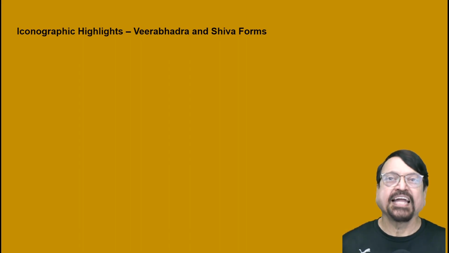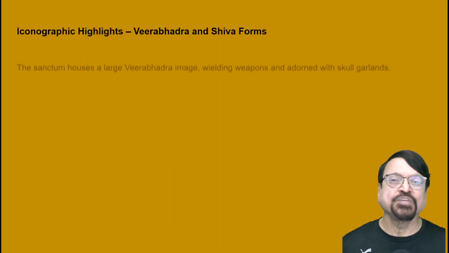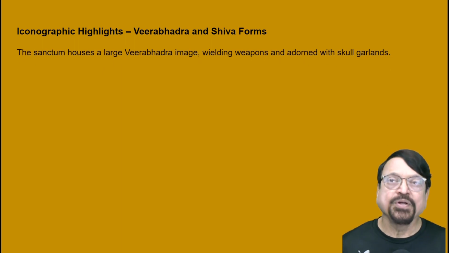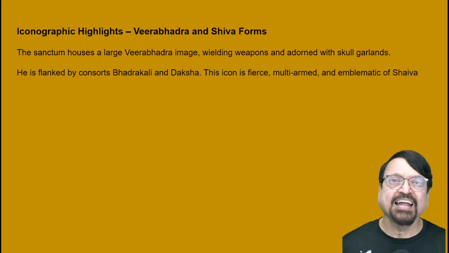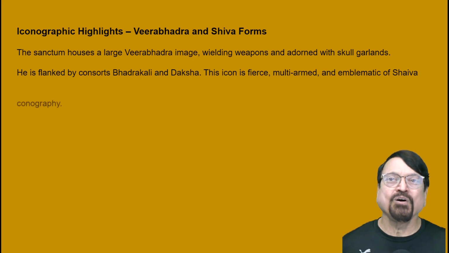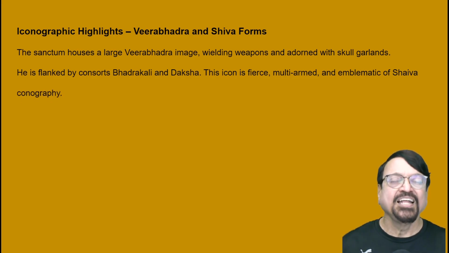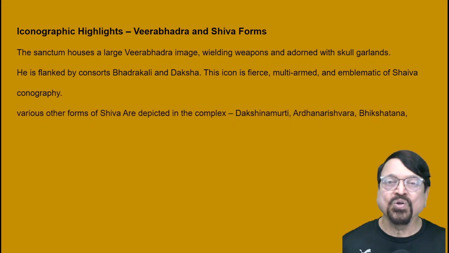The iconographic highlights of the Veerabhadra Shiva temple we are continuing. Now we are going to the sanctum. A large Veerabhadra image is there. Then he has got weapons in hand. He is wearing a skull garland. Then he is shown in a fearful form. Then he is flanked by Bhadrakali and Daksha. The icon has multiple arms, and there is a garland also in the neck.